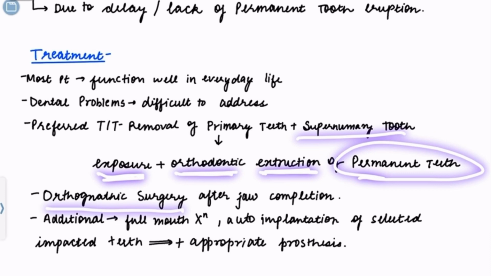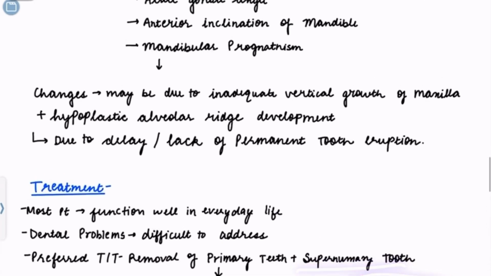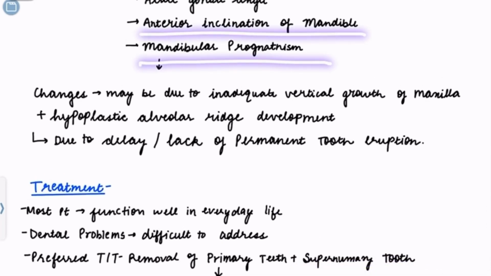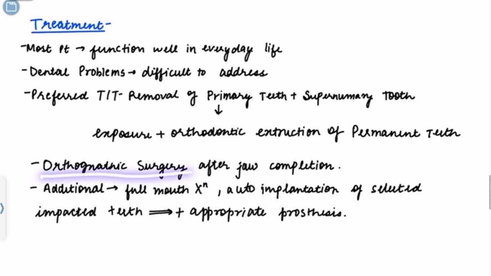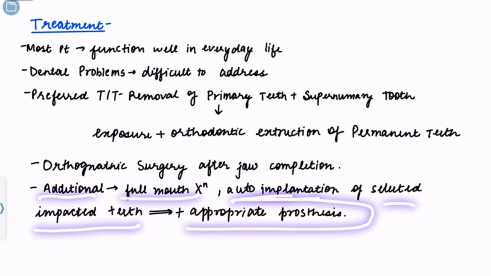Orthognathic surgery can be done after jaw completion because there is mandibular prognathism, anterior inclination of mandible, and inadequate vertical growth of maxilla. So for that, orthognathic surgery after growth completion is preferred. Additionally, full mouth extractions, auto-implantation of selected impacted teeth and then an appropriate prosthesis is given.